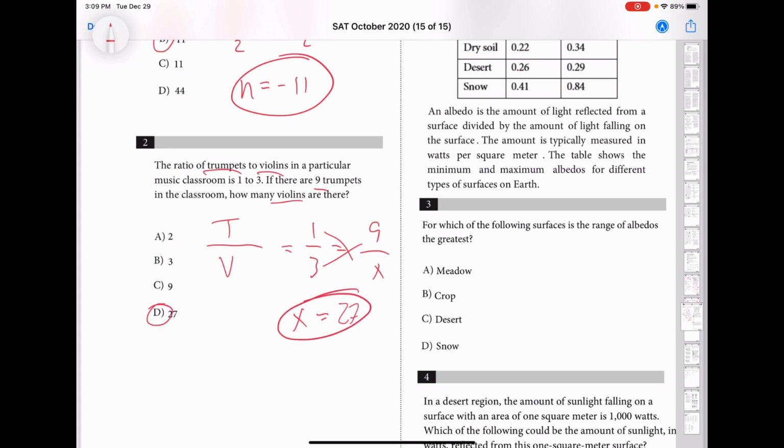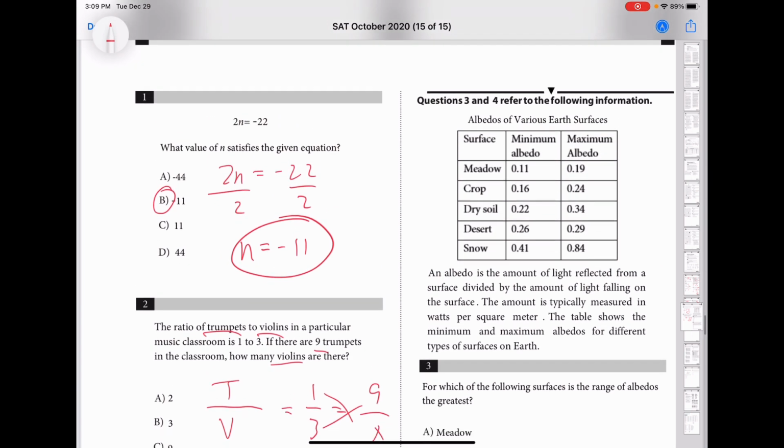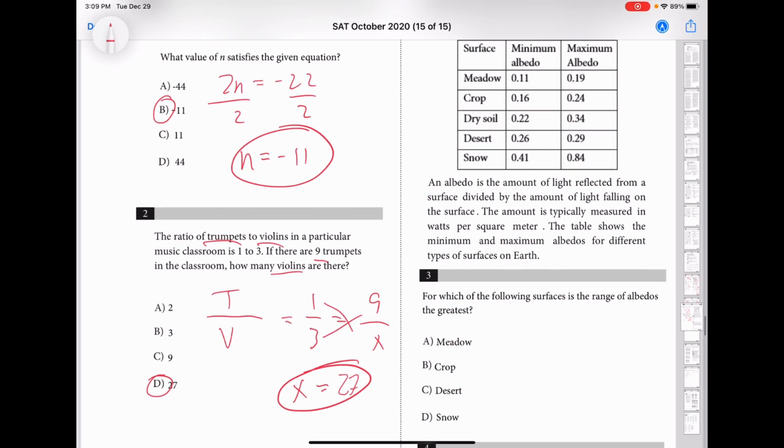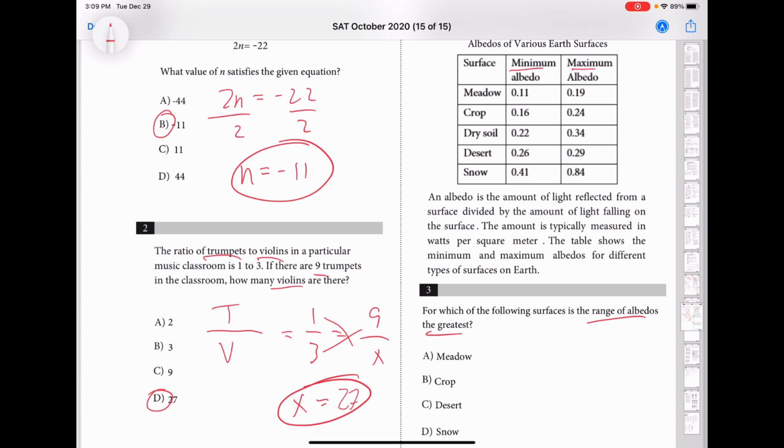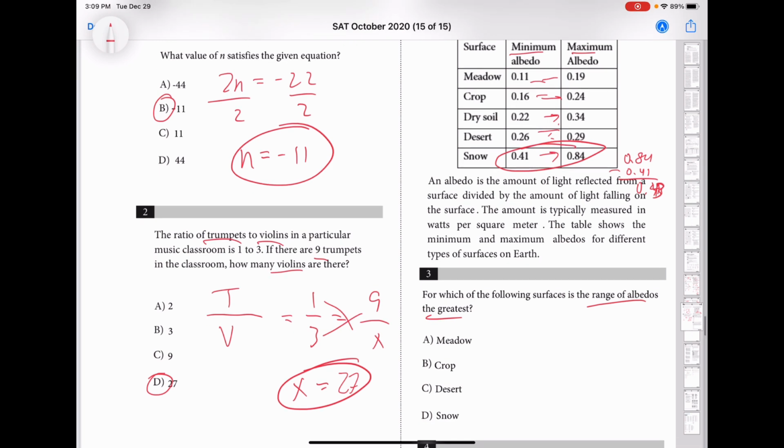It's a ratio problem. Number 3 refers to the chart up here. For which of the following surfaces is the range of albedos the greatest? So range, we have minimum and maximum. And if we look for range, let's do some quick comparison between these numbers. It looks like the biggest range should be from snow because it's going to be 0.84 minus 0.41, which is about 0.43. I don't think any of these other numbers will give you something that big. So 3 should be snow, which is D.